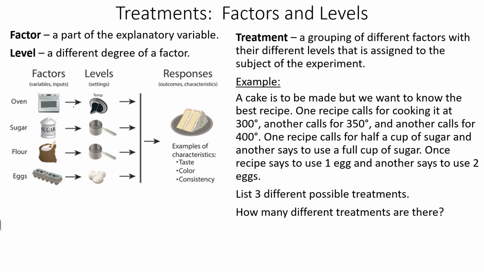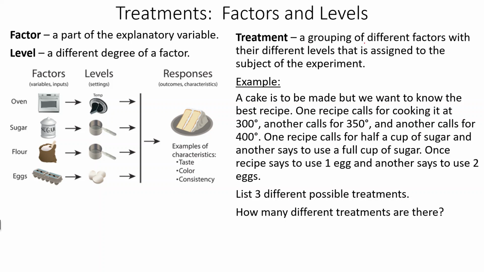We went over this in class a little bit. Like if we're cooking a cake, one factor could be the temperature, and the levels could be the different temperatures, like 300 degrees or 350 degrees or 400 degrees. And we could say the different amounts of sugar would be levels for the factor sugar, the different amounts of flour would be levels for the factor flour, and the number of eggs we'd use would be different levels for the factor eggs.